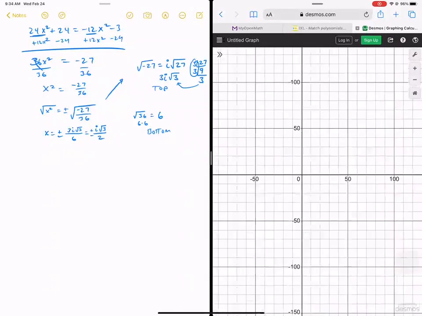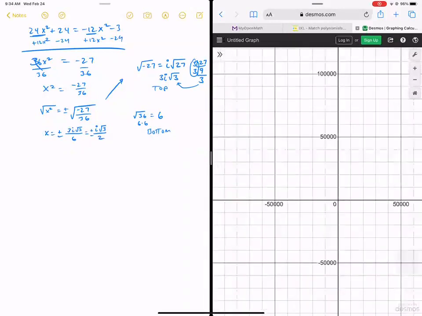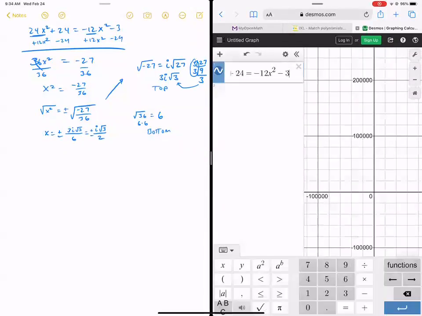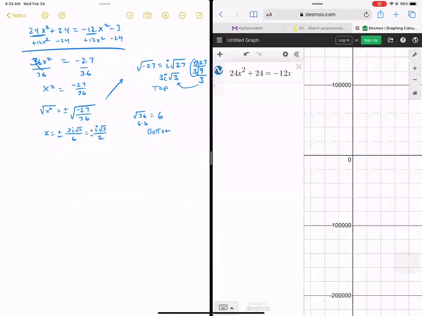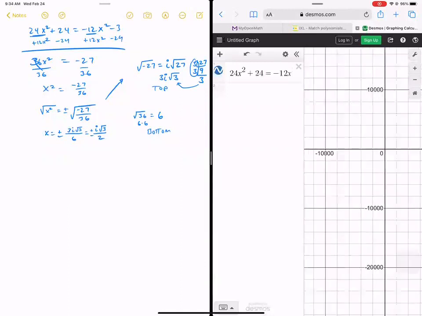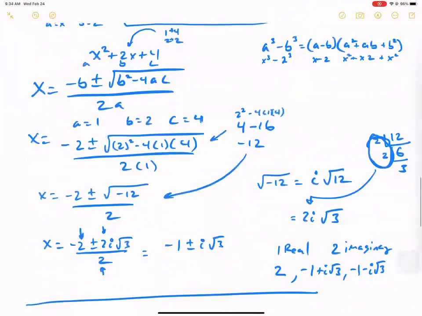Okay, let's look at our graph, making sure I copied that correctly. Now, if you look at our graph here, where's our graph? Where'd it go? Oh, there is no real answer, right? Nope, no real answer. There is no dot. You guys don't see a dot anywhere, do you? Because there is no actual real number that makes this a true statement.